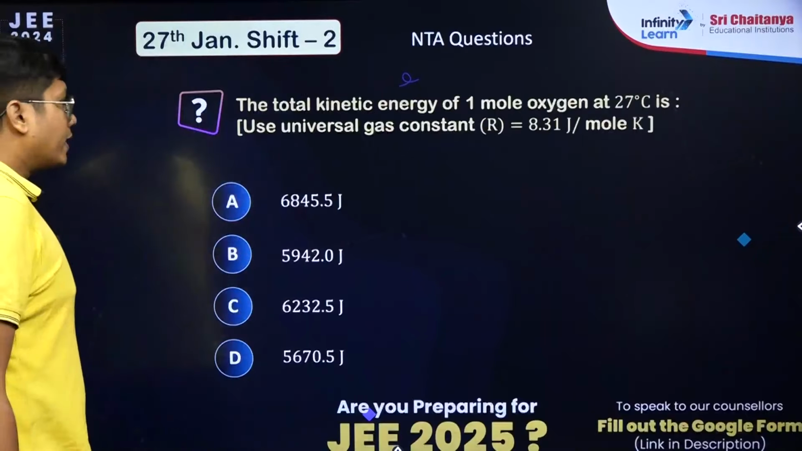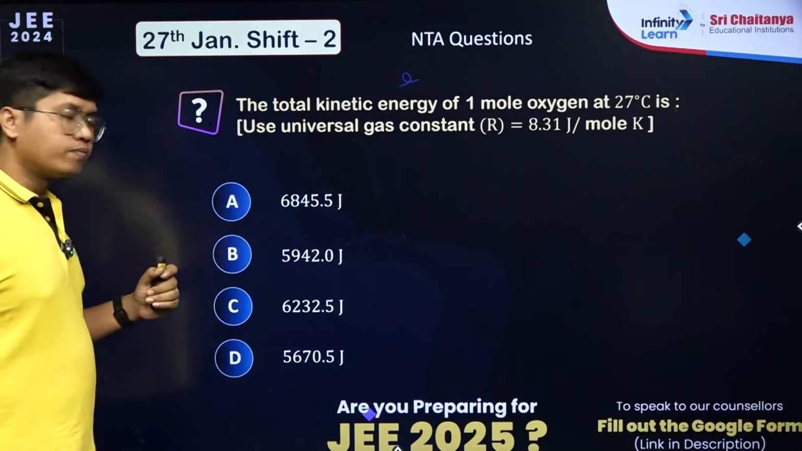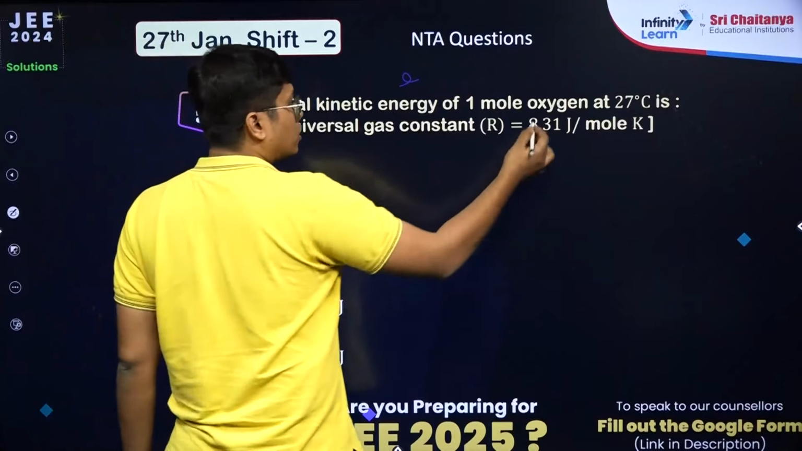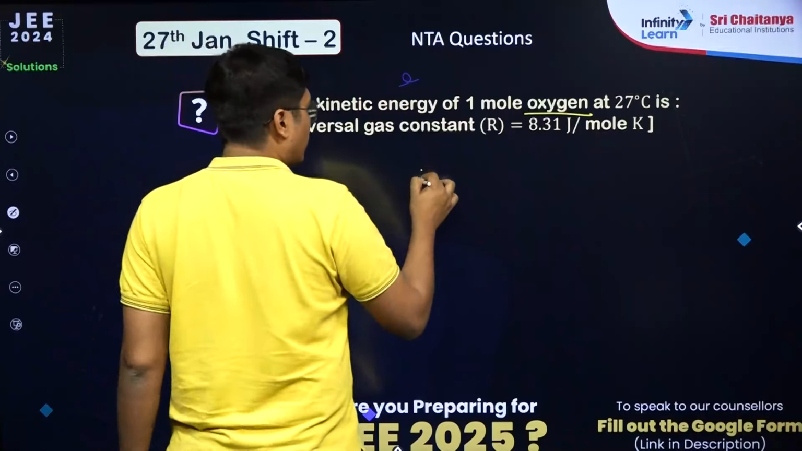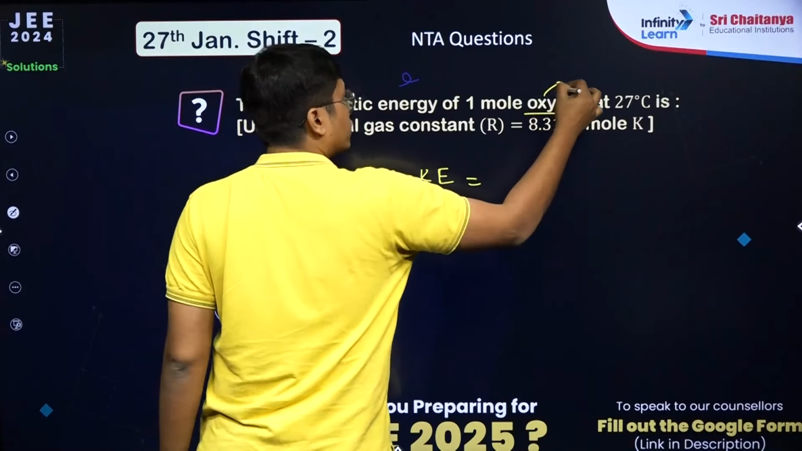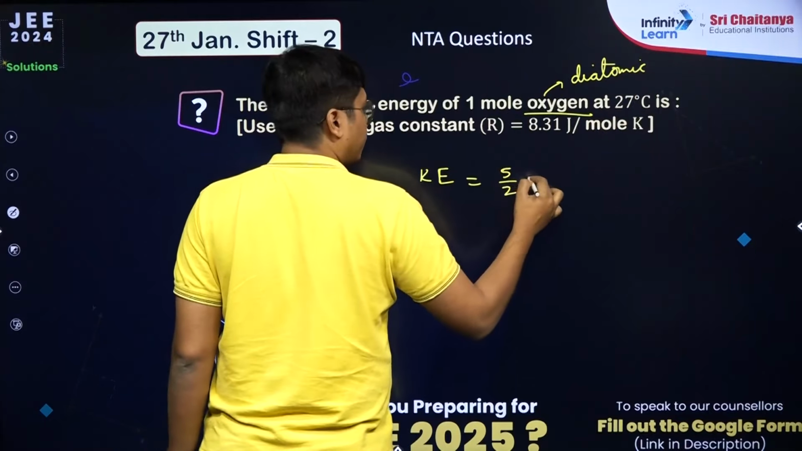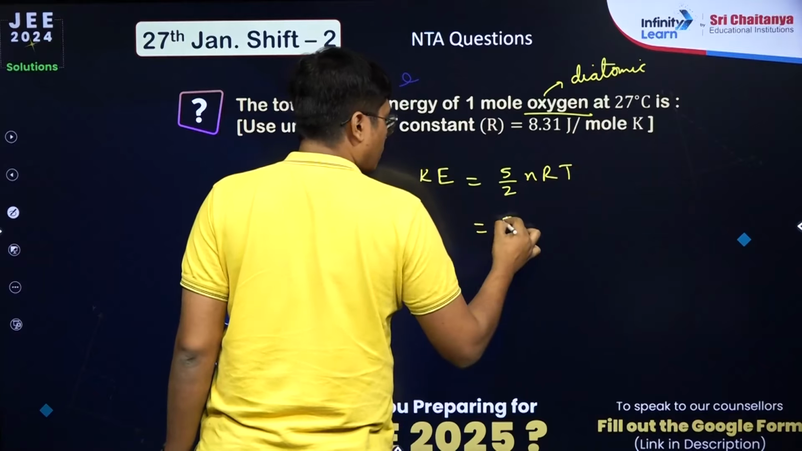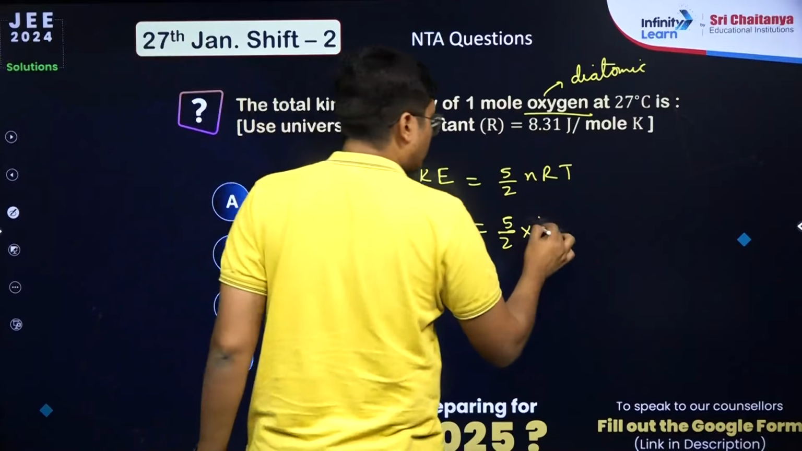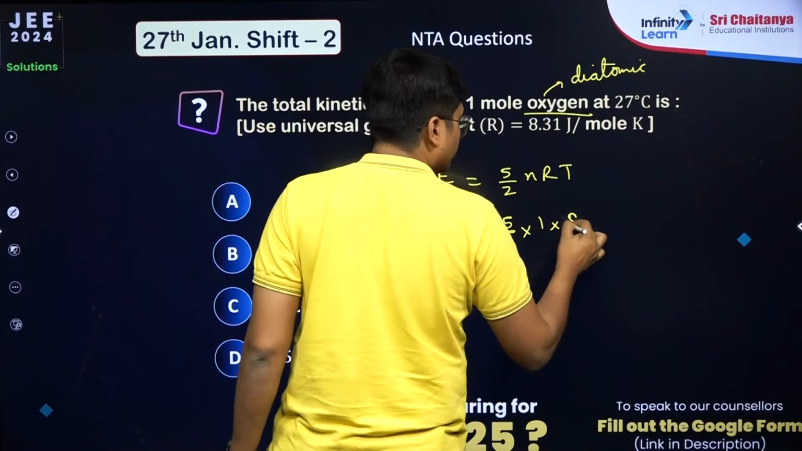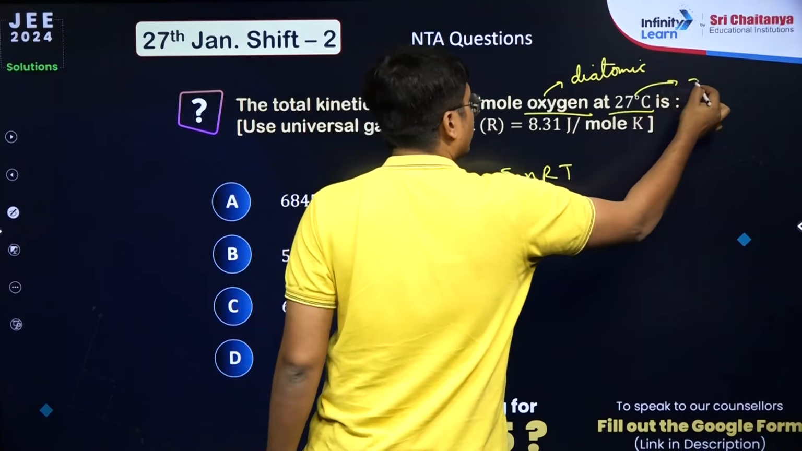Next up, total kinetic energy of 1 mole of oxygen at 27 degrees Celsius is how much? So over here, this is oxygen. You're looking for the total kinetic energy. So the total kinetic energy for oxygen, which is a diatomic molecule, is 5 by 2 nRT. 5 by 2 into the number of moles, which is 1, so you don't need to bother about that. R is given as 8.31. Into the temperature, 27 degrees Celsius, you have to convert it to 300 Kelvin.